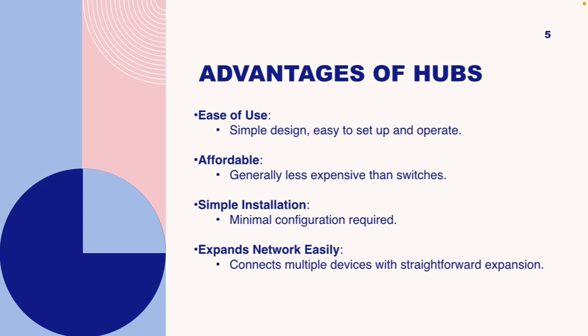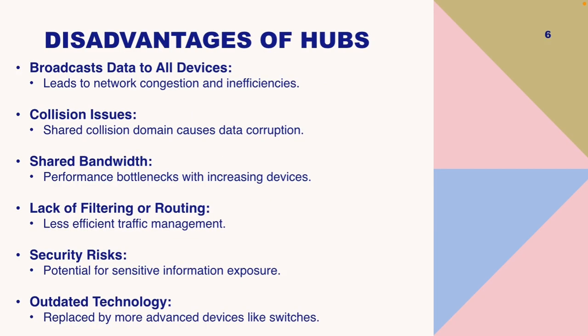Such as a lack of traffic management and potential for collisions. For more complex and high performance networks, switches and routers provide better solutions. However, for basic setups where ease of use, affordability and simplicity are prioritized, hubs can still be a viable option. Okay, so next are the disadvantages of hub.